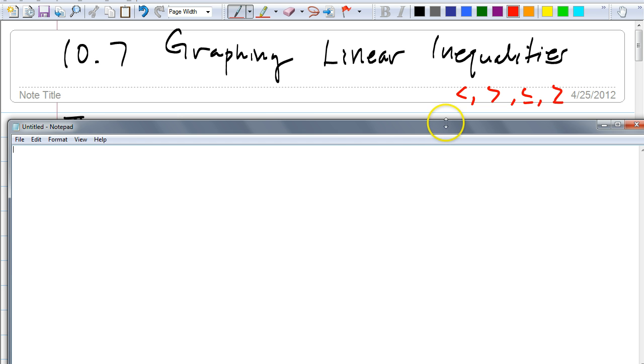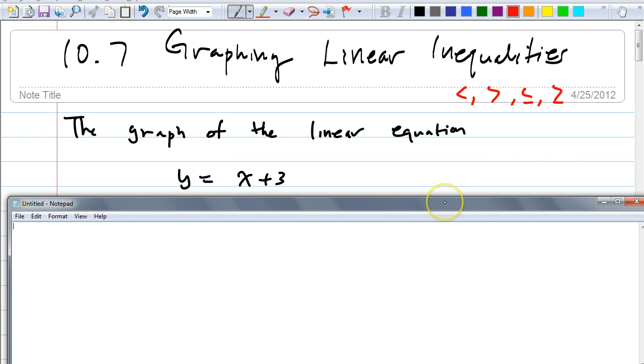Do you remember how to graph a linear equation like y equals x plus 3? Do you all know how to graph that? Yeah, we all know how to graph this. So write this down and think about what the graph will look like. We're going to graph this in a minute. But what I wanted to ask is, the graph of this linear equation y equals x plus 3 does something to this coordinate plane. So hold on, write this down first.